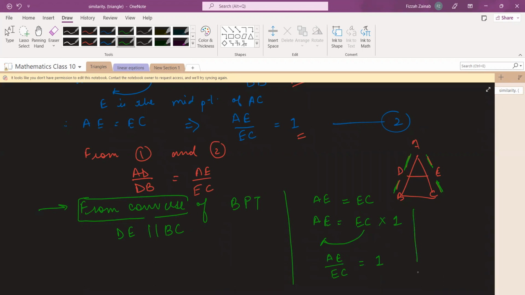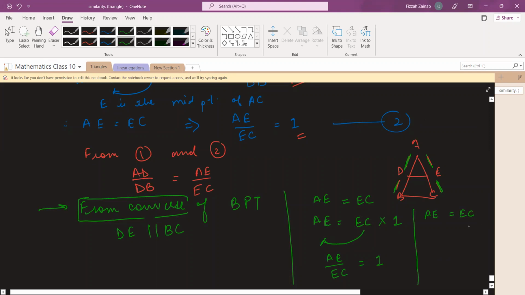Or you can also understand it this way. I have AE is equal to EC, right? So on the right hand side, I want 1. So I can divide both sides by EC, right? Divide both sides by EC. Simply, I'll get AE upon EC is equal to EC upon EC, that is 1. Right, Martin?